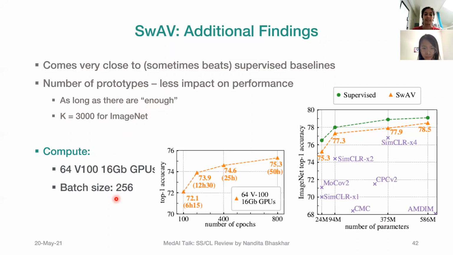And they used 64 GPUs with a batch size of 256, which again is reasonable, but not very easy to work with in an academic setting. So that's something to keep in mind as well. And as with all the other papers, they also did a lot of studies on downstream tasks, and performance on ImageNet and other data sets, and had pretty good performance across all of them.